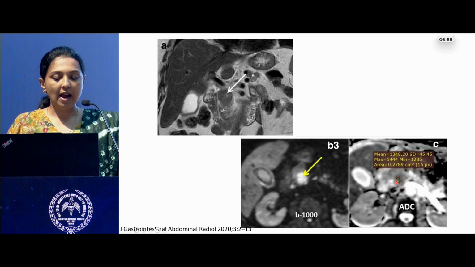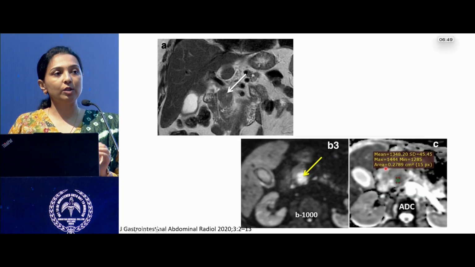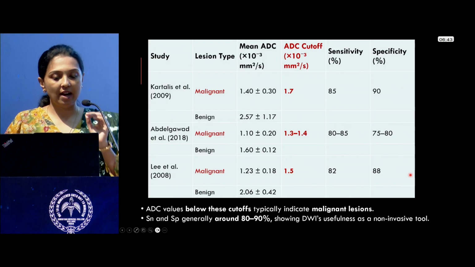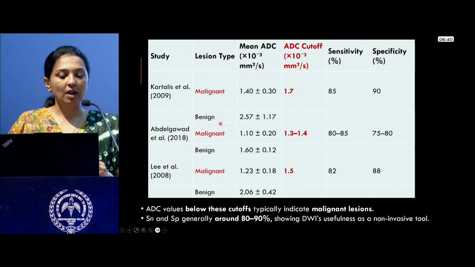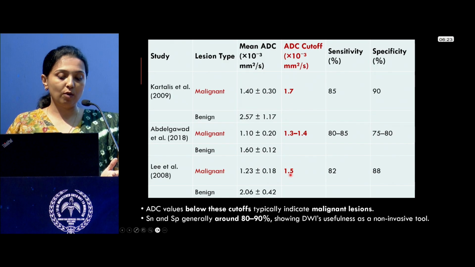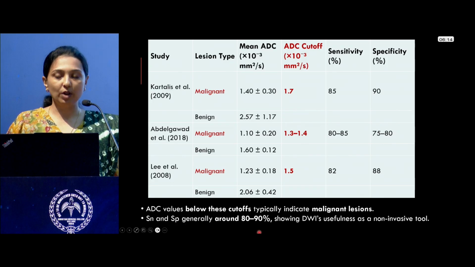It will appear dark, and if we draw regions of interest, we can actually measure the ADC value, which will give us quantitatively the amount of diffusion restriction. And there are numerous studies which have in fact looked at the ADC values of benign and malignant lesions, and all of them have consistently shown that the ADC value of malignant tumors is lower compared to benign lesions. And they have in fact proposed multiple cutoffs. And from what we can see here, we can assume that if we use a cutoff of around 1.5, we can probably diagnose malignancy with a sensitivity and specificity of around 80 to 90%.